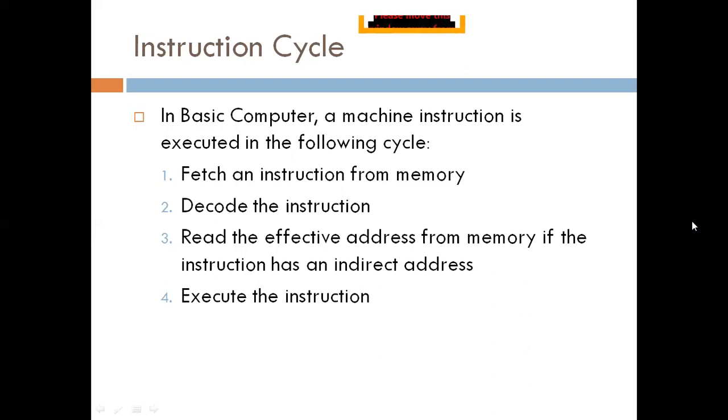A machine instruction is executed in the following steps. The first is fetch an instruction from the memory. Second, decode the instruction. Third, read the effective address from the memory if the instruction has an indirect address. Fourth, execute the instruction. So these are the basic steps to execute any instruction cycle.